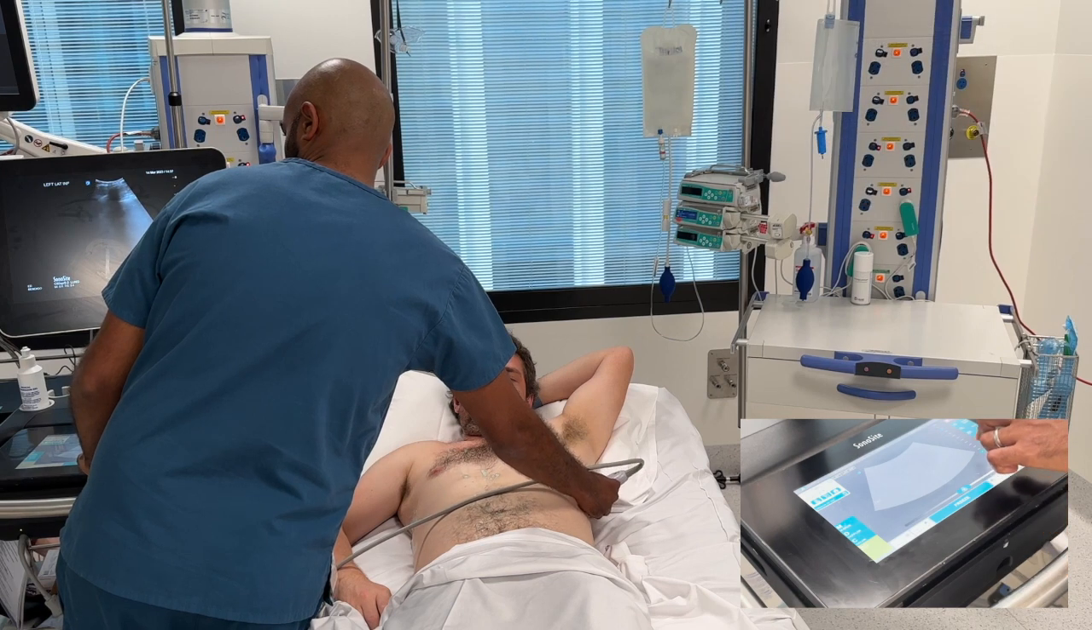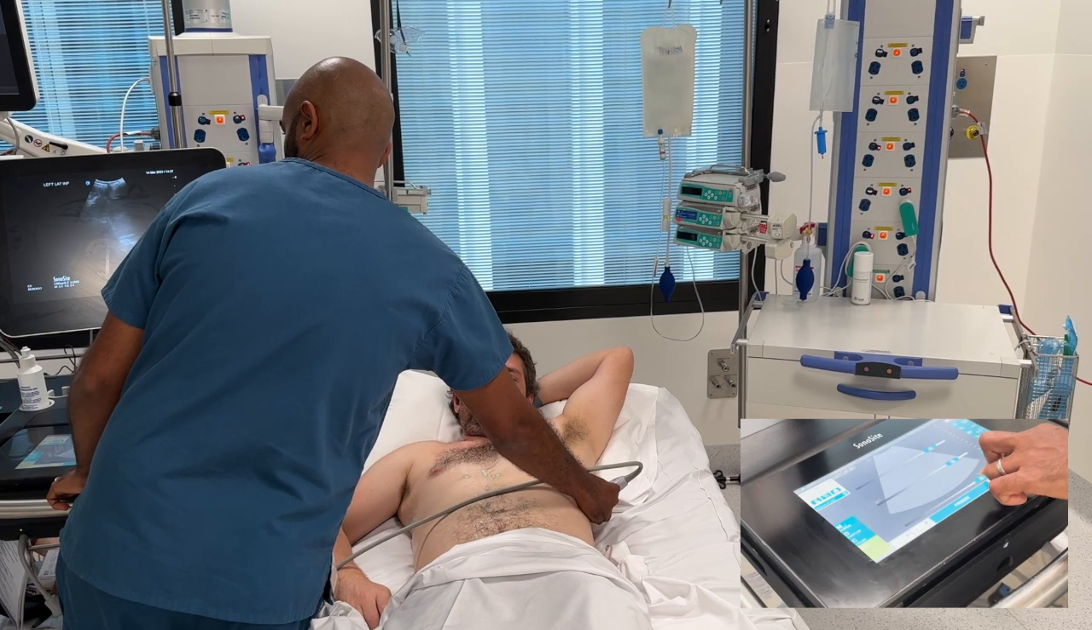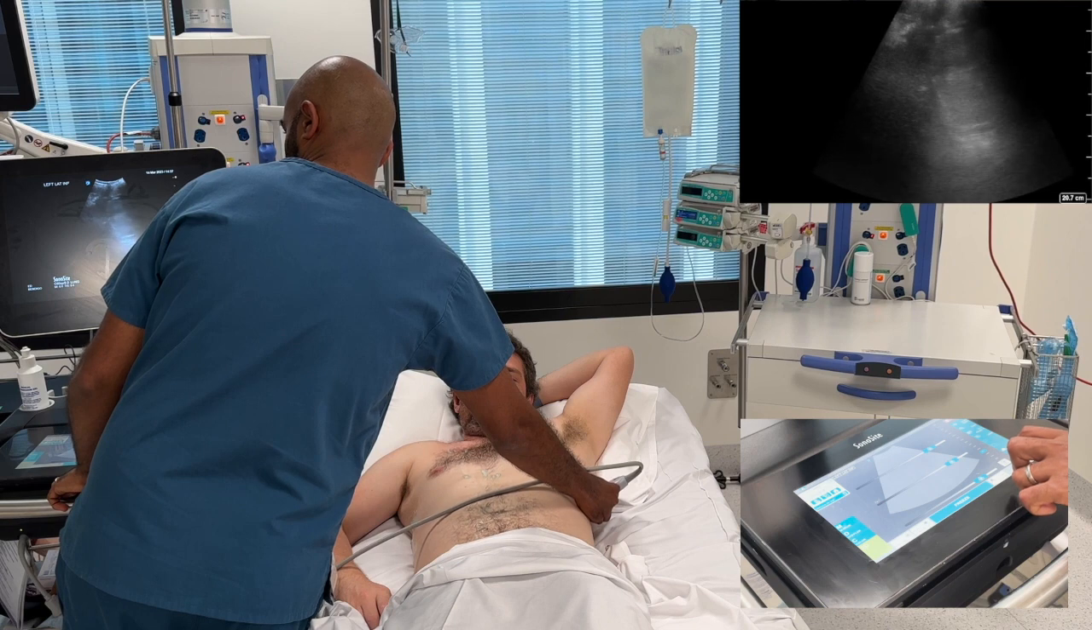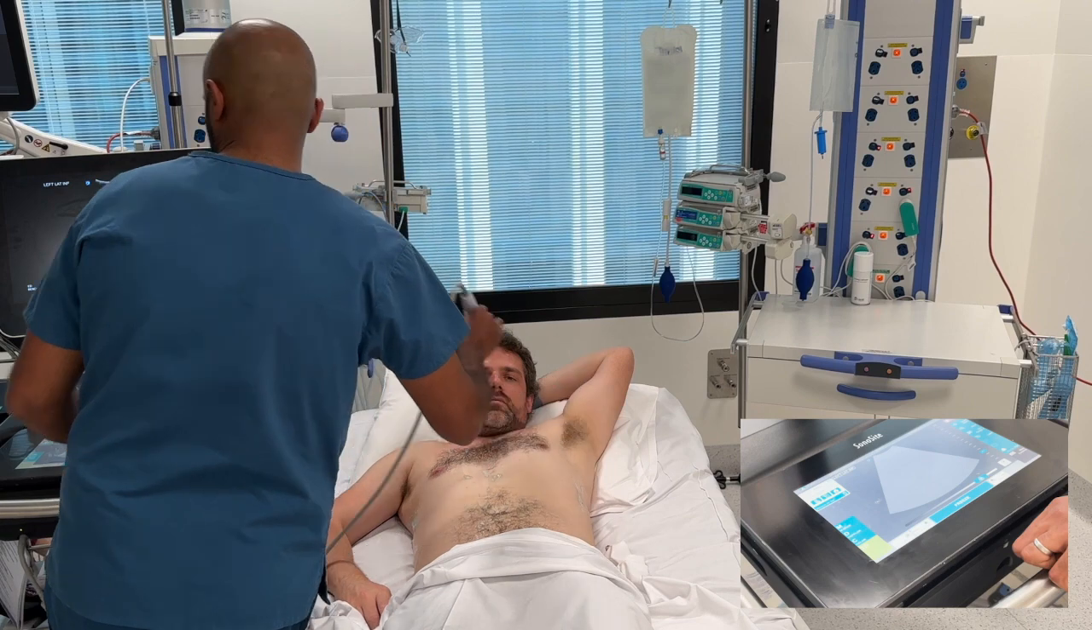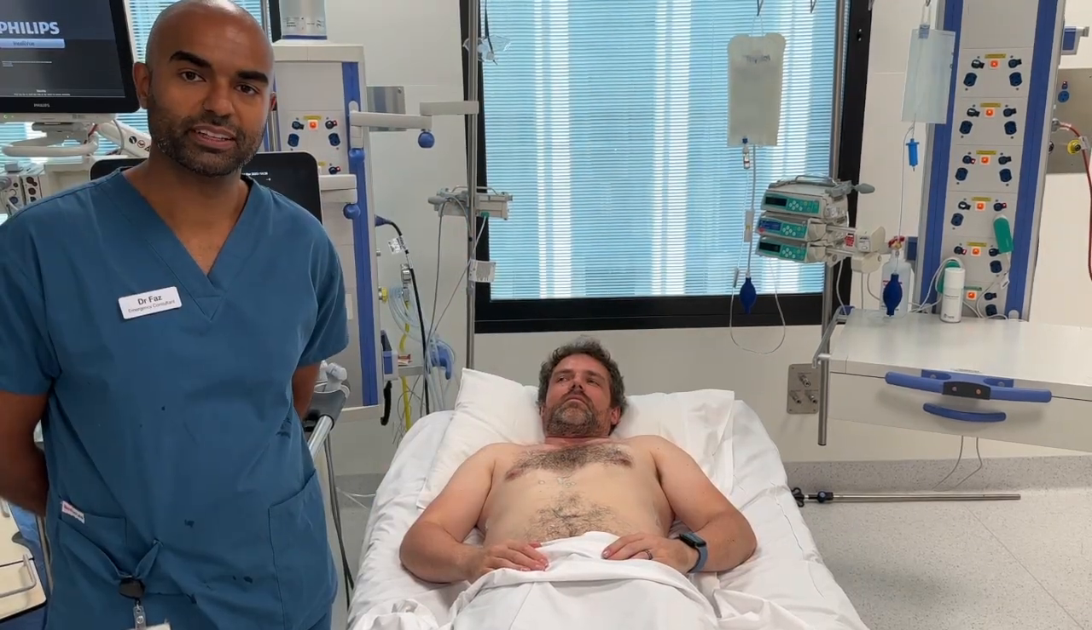The resources explain the abnormalities seen with the various pathologies of pleural effusion, pneumonia, and pulmonary edema, as well as pneumothorax. This completes the lung ultrasound exam.